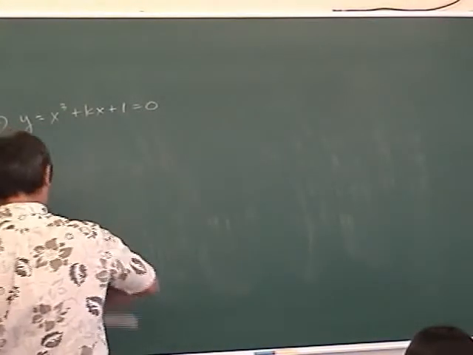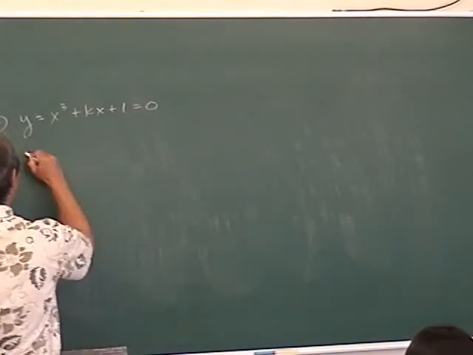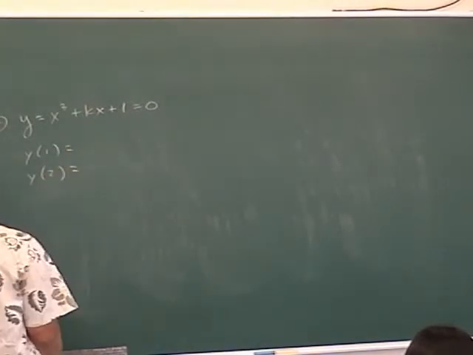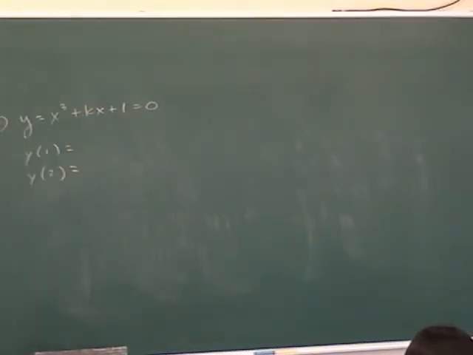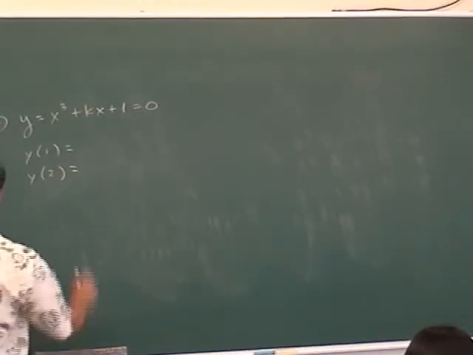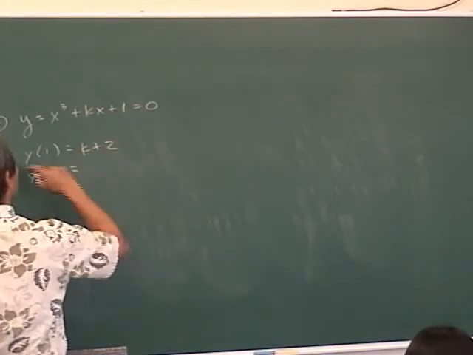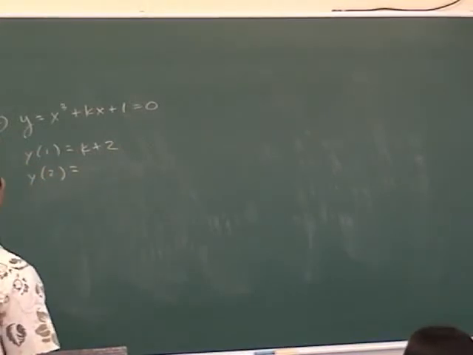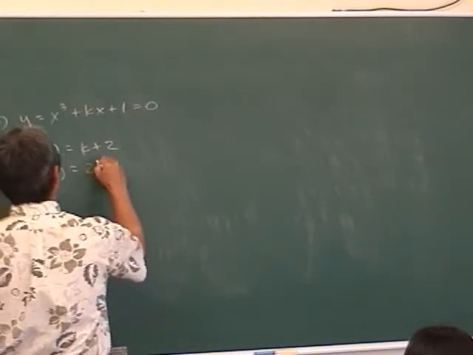Okay, so how do you compute the y-coordinate at 1 and at 2? Just plug it in. What happens when you plug in 1? You get k plus 2. What happens when you plug in 2? You get 2k plus 9. Am I doing that correctly?